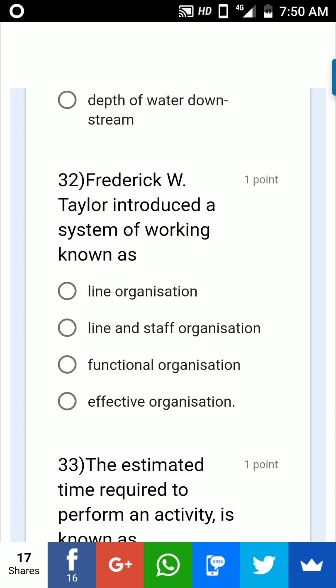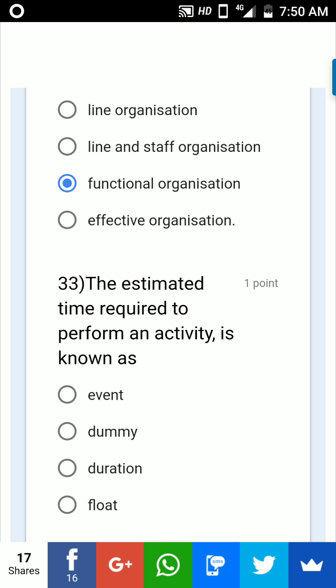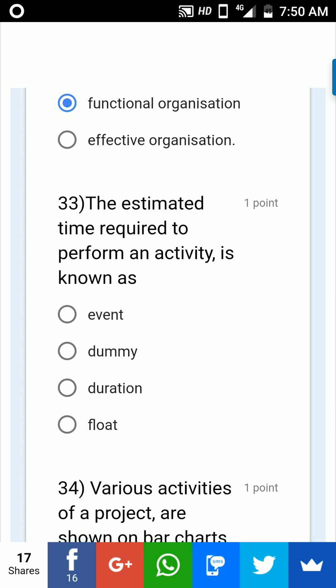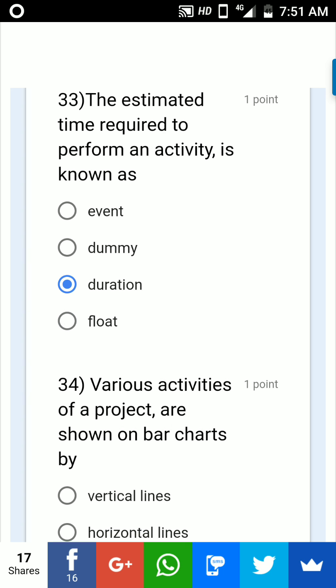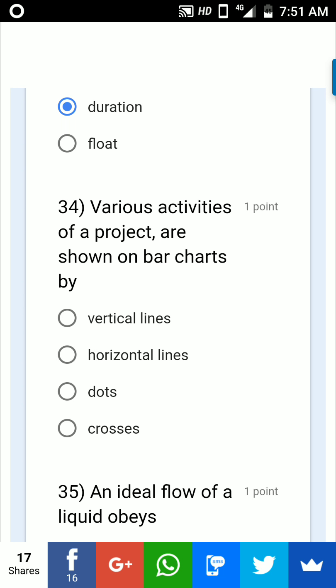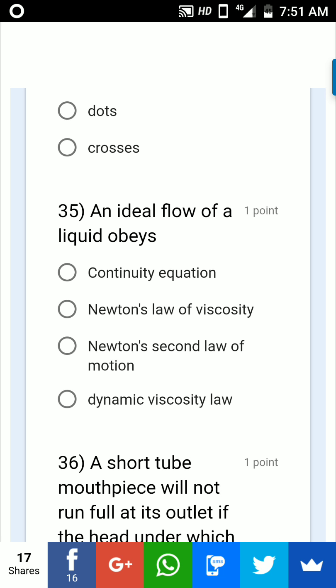Frederick W. Taylor introduced a system of working known as functional organization. The estimated time required to perform an activity is known as duration. The various activities of a project are shown on the bar chart by horizontal lines.